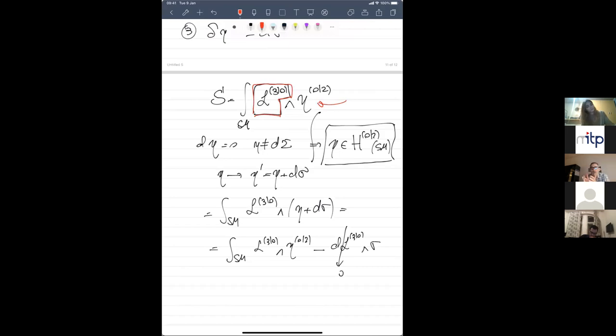So I can change my representative and choose a different type of representative. But not only that, I can also choose the embedding, because I know if I change the embedding, this picture change operator changes by exact terms, and therefore my final action doesn't change. And this is a quite important observation.